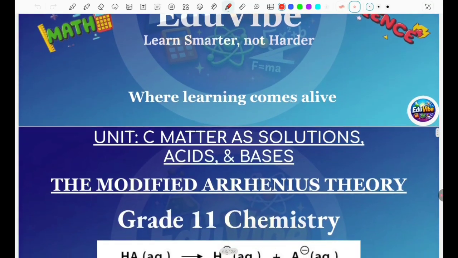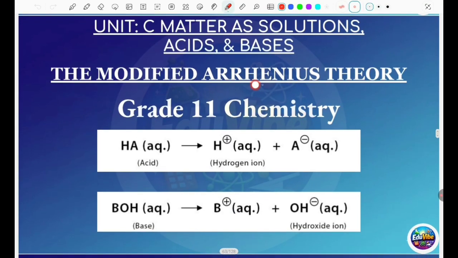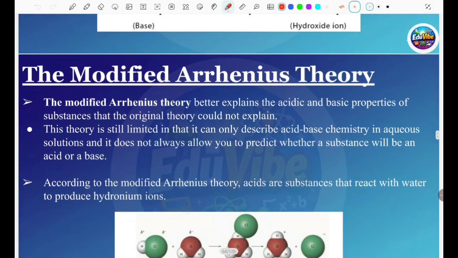In today's lesson, we're moving to the next topic of Unit C, Grade 11 Chemistry, which is the modified Arrhenius theory. We're doing the modified one, not the original. This was the main topic of this unit, and you have to know how the Arrhenius theory works in different parts, in ionic compounds and molecular compounds.